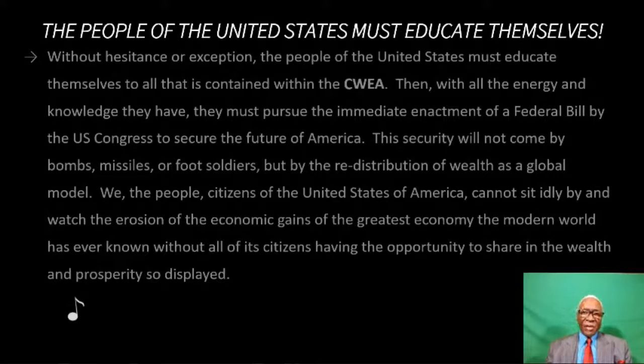The people of the United States must educate themselves. That's part of our mission to bring forth solutions. And the solution to the elimination of poverty starts with the Census Wealth Empowerment Act.